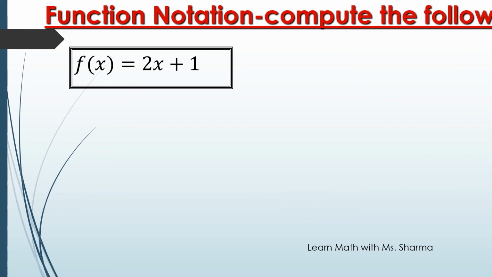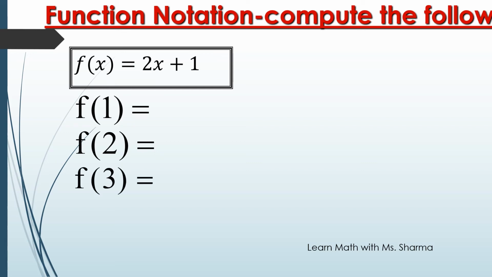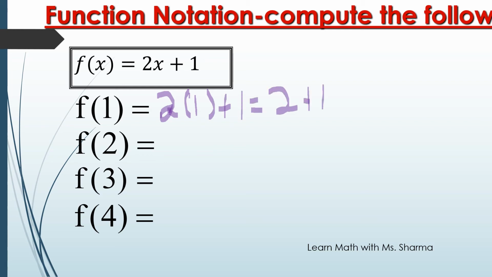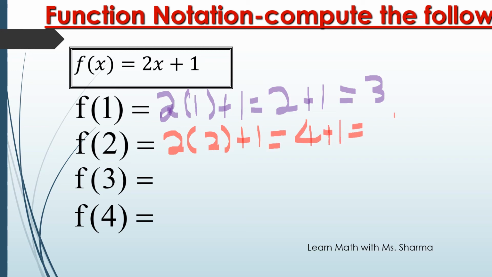Now we have to find f of x equals x plus 1. We have to see how it is different from y equals x plus 1, or are they the same. We begin with putting 1 in the equation when x is 1. What is f of x? So 2 times 1 is 2 plus 1 is 3. And then when x is 2, what is f of x? Plug in 2 in place of x. 2 times 2 is 4 plus 1, which is 5.